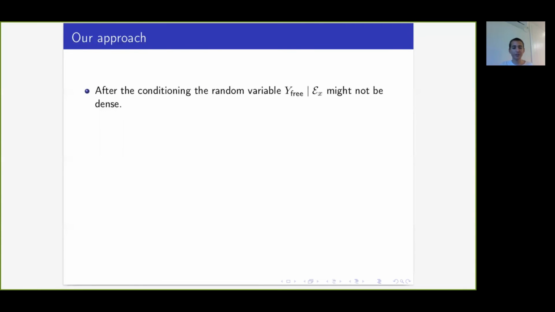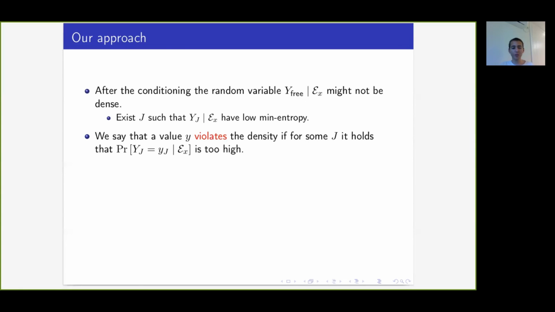Instead, we take a different approach. In our setting, it might be the case that all values are sparsifying. Thus, it is inevitable that y conditioned on this event will not be dense. Thus, we need to restore the density of y. As the distribution y is not dense, there exists a set of coordinates J such that yJ has low mean entropy. Therefore, there exists a value y with high probability in yJ. We say that such a value violates density.